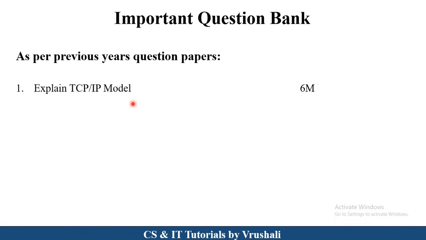Now, as per the previous year question paper, explain TCP IP model, this question was asked for 6 marks. Either they ask explain OSI model or they ask explain TCP IP model compulsorily in your paper. So prepare all these layers with diagram.